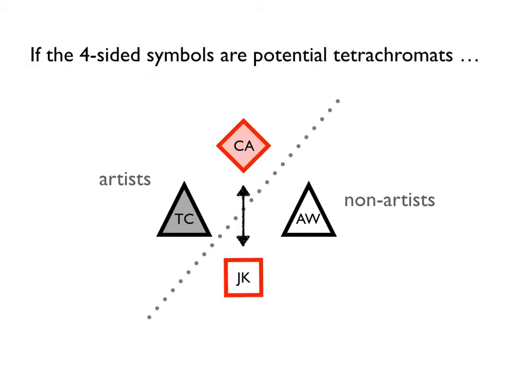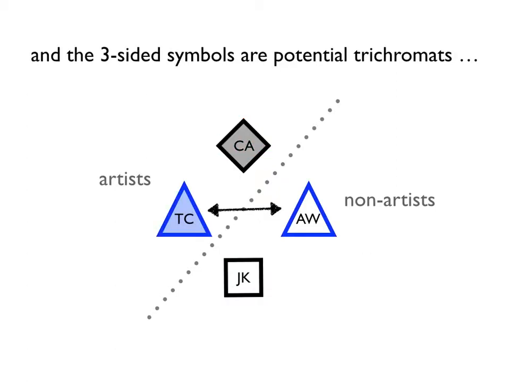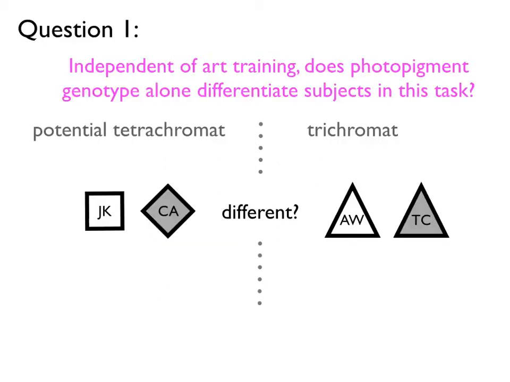Subjects are represented by squares and triangles here. If you have a subject that is a four-sided symbol, then these are potential tetrachromats, compared with subjects who are three-sided symbols, these are potential trichromats. We can ask some interesting questions with these trichromat and potential tetrachromat artists and non-artists. For example, the first question we can ask is whether or not, independent of art training, photopigment genotype alone differentiates subjects in this task.